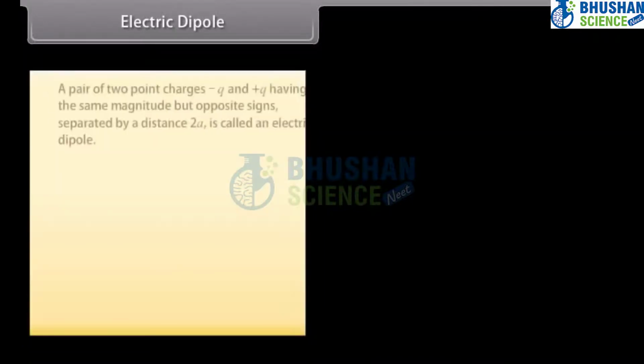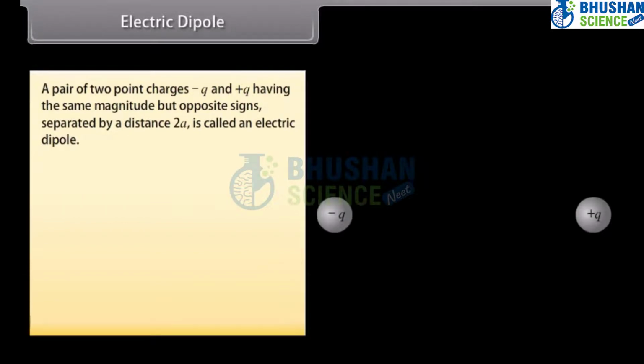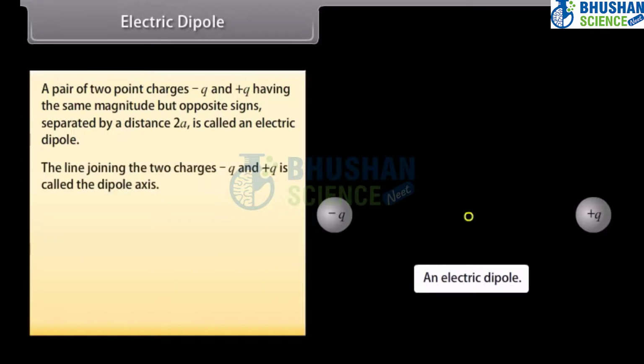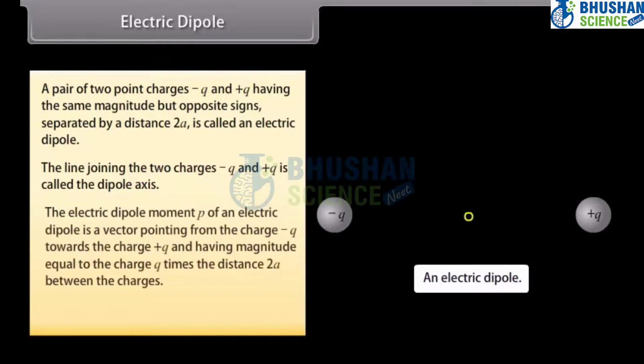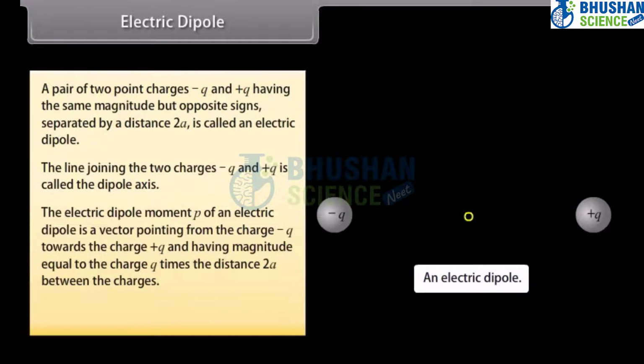Electric dipole. A pair of two point charges, minus Q and plus Q, having the same magnitude but opposite signs, separated by a distance 2a, is called an electric dipole. The line joining the two charges, minus Q and plus Q, is called the dipole axis. The electric dipole moment p of an electric dipole is a vector pointing from the charge minus Q towards the charge plus Q and having magnitude equal to the charge Q times the distance 2a between the charges. p equals 2aq p cap.